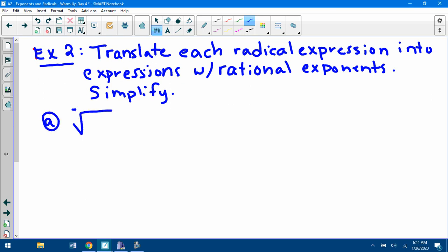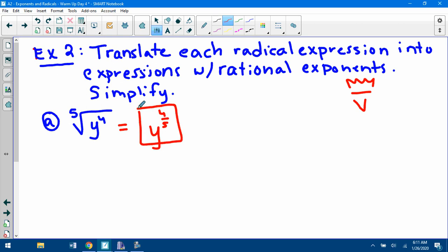We'll start easy. The 5th root of y to the 4th. And when you're doing these, remember the caret. The bottom of the caret's the root. The top grows from the power. So if I want to translate this into an expression with rational exponent, y is my base. The root is 5, so that needs to go on the bottom. The power is 4. That's it. Y to the 4/5. Easy peasy.